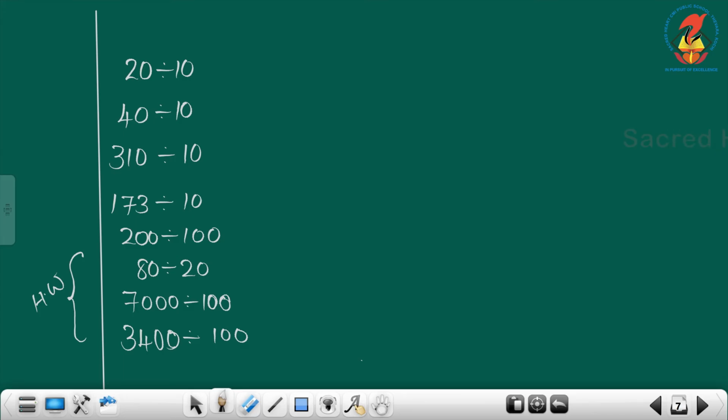So we already finished this. What is the quotient here? The quotient is 2. This is a case of 10. The quotient is 2 and the remainder is 0. Here the quotient is 4 and the remainder is 0.